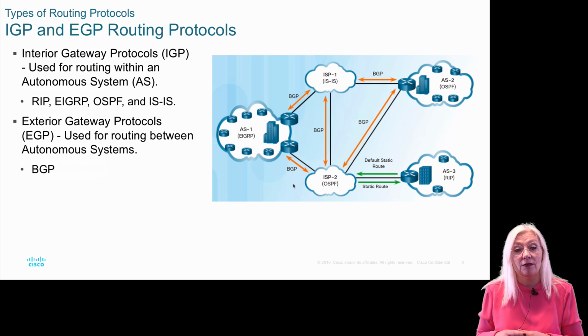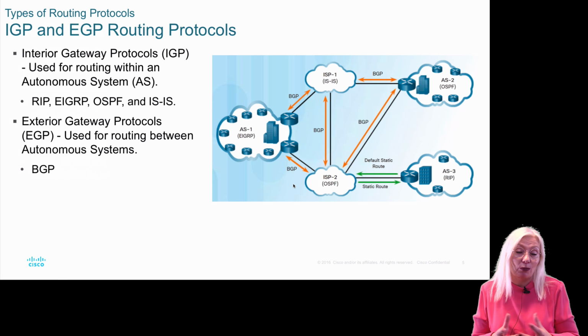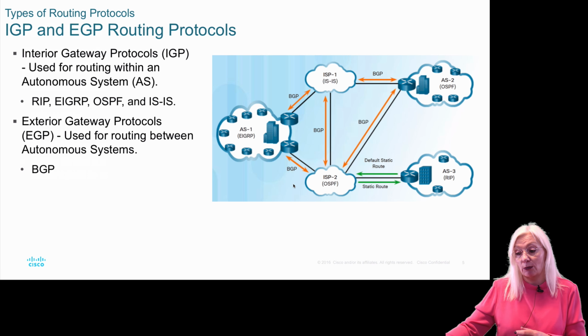Examples of the interior gateway protocols are RIP, EIGRP, OSPF, and ISIS. And then we have the Border Gateway Protocol, which is an example of the exterior gateway protocol.